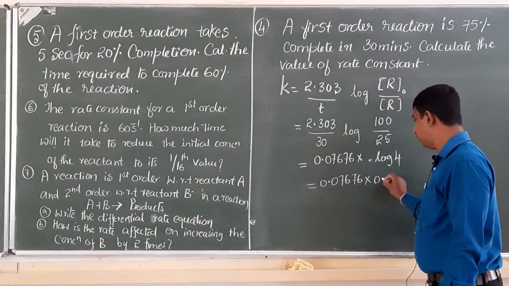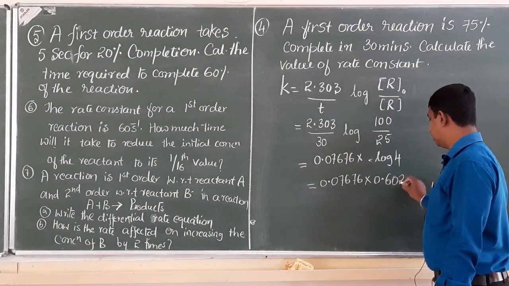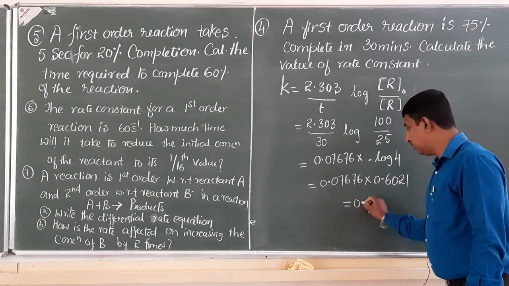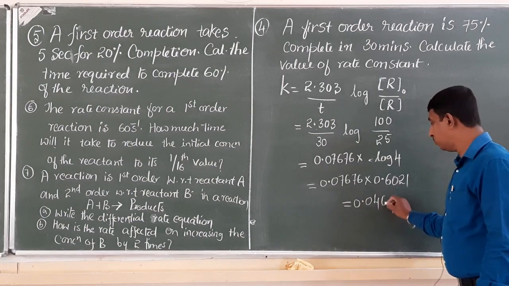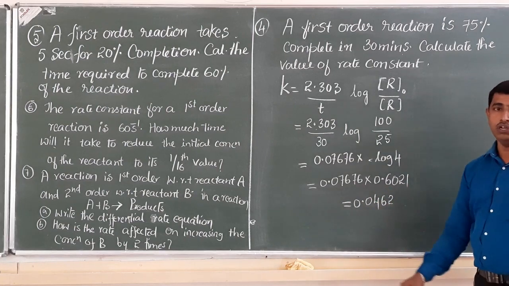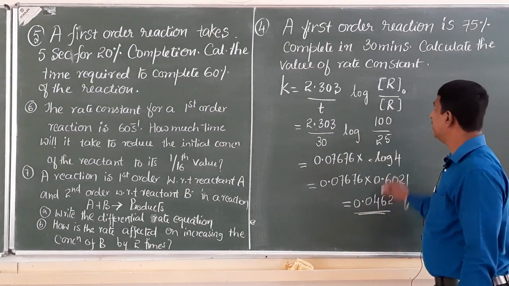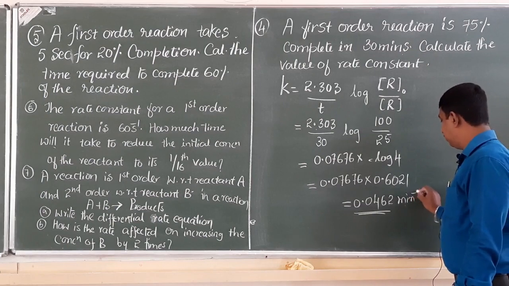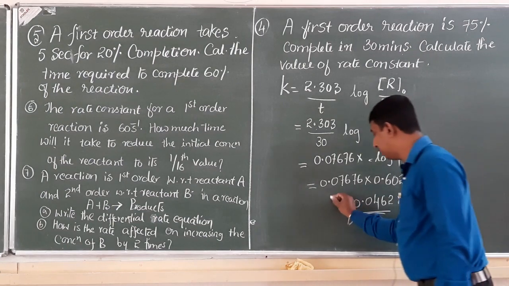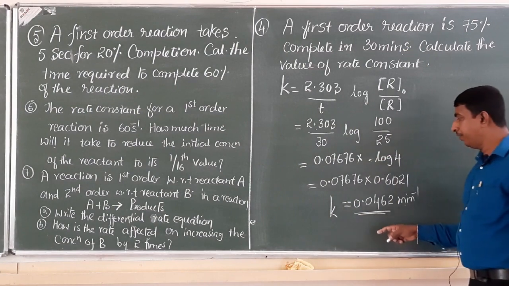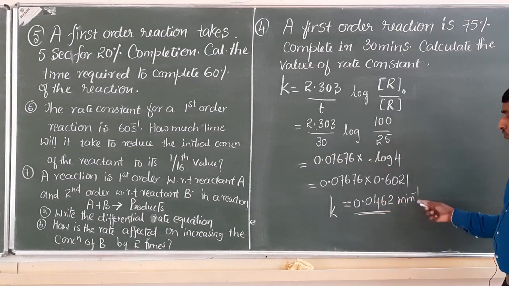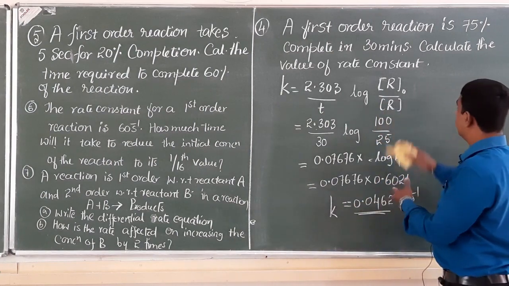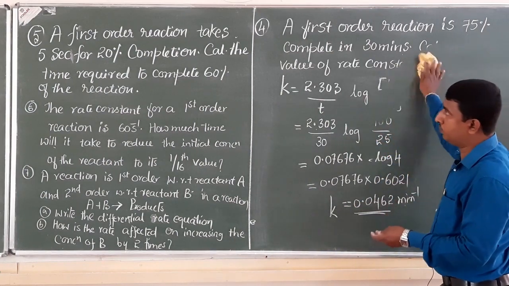0.07676 into log 4 value 0.6021. Multiply it, you will get 0.0462. Time is given in terms of minutes, so unit is minute inverse. So value of k is equal to 0.0462 minute inverse. Okay, thereby we completed fourth problem. Next, fifth one.